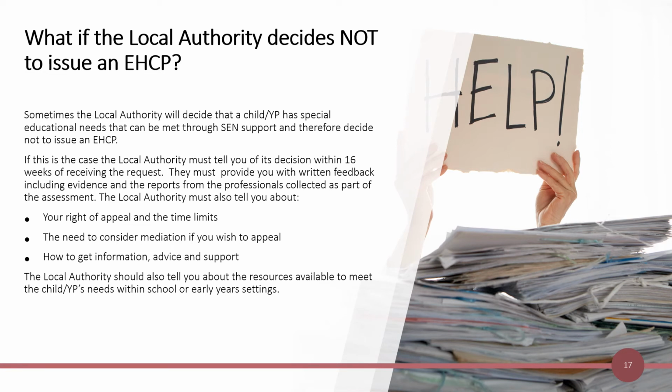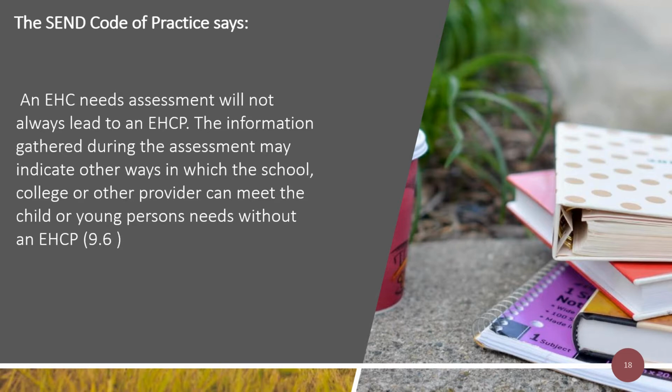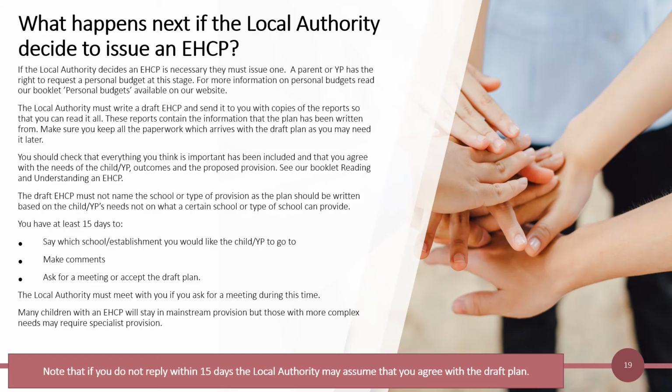of the assessment. The local authority must also tell you about your right of appeal and the time limit, the need to consider mediation if you wish to appeal, and how to get information, advice and support. The local authority should also tell you about the resources available to meet the child or young person's needs within schools or early settings. The SEND Code of Practice says, an EHCP needs assessment will not always lead to an EHCP. The information gathered during the assessment may indicate other ways in which the school, college or other provider can meet the child or young person's needs without an EHCP, and that can be found at 9.6 of the SEND Code of Practice 2014.